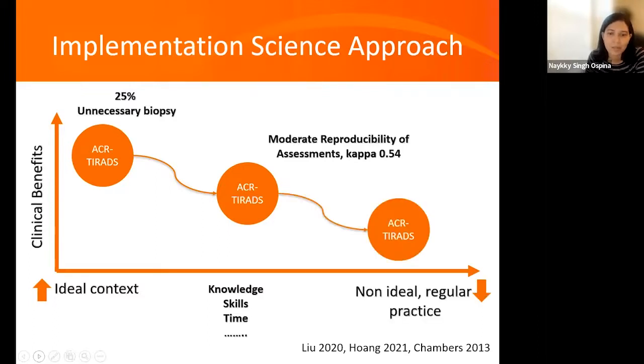And then once you end up in a non-ideal regular practice, not necessarily that benefit that we see in the ideal context will be translated to the patients. So it's not only about adoption, so making sure people are using the thyroid nodule risk stratification, but we also should focus on that they are doing it to the higher standards of care.